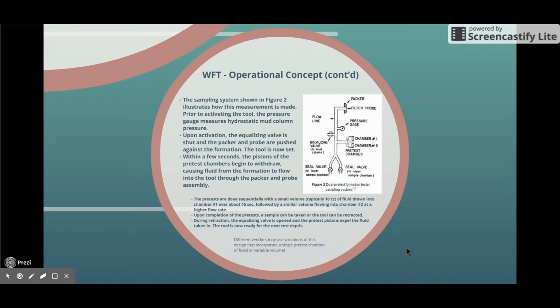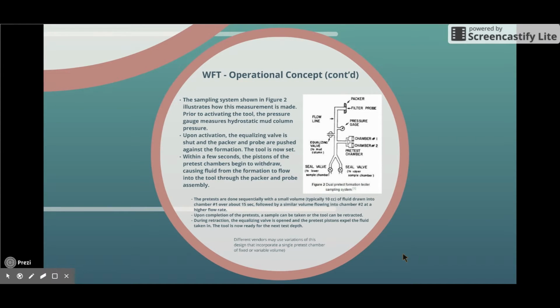Within a few seconds, the pistons of the pretest chambers begin to withdraw, causing fluid from the formation to flow into the tool through the packer and the probe assembly. The pretests are done sequentially with a small volume of fluid drawn into chamber 1 over about 15 seconds, followed by a similar volume flowing into chamber 2 at higher flow rates.